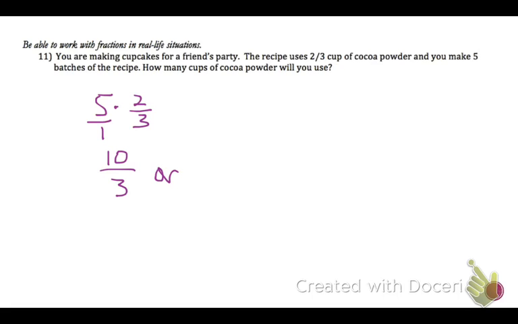I can think of 5 in fraction form, then multiply numerators together and denominators. And now we'll write that as an answer that makes sense. We usually don't think of things like 10/3 cup. So 3 goes into 10 3 times. That's 9 with 1 left over. So 3 1/3 cups of cocoa powder is what you'll need.